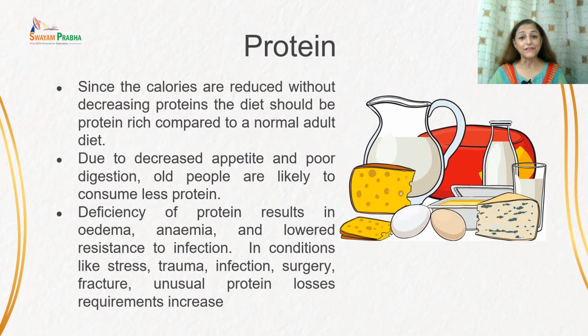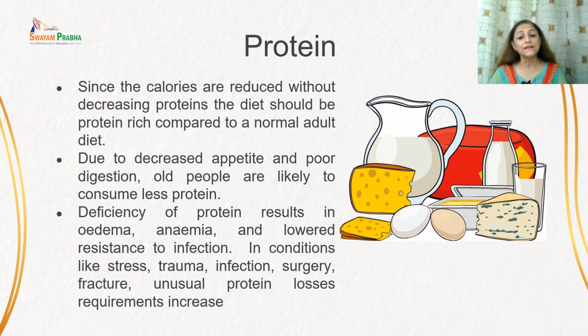Since the calories are reduced without decreasing the protein, the diet should be rich in protein as compared to the normal adult diet. But because of decreased appetite and poor digestion, older people are likely to consume a low amount of protein. So its deficiency can lead to edema, anemia can occur, or there could be lower resistance to infections.